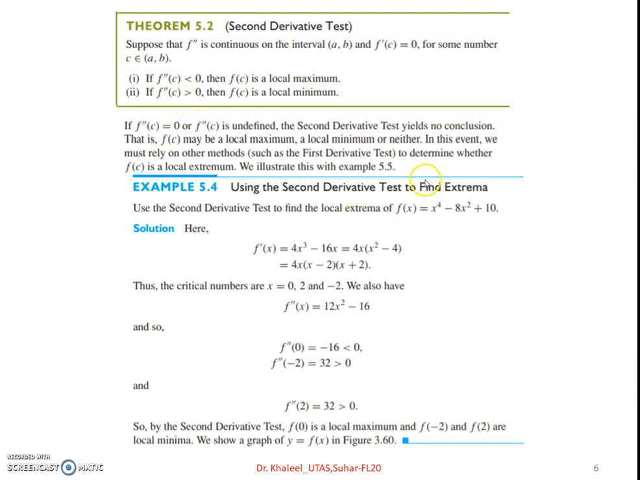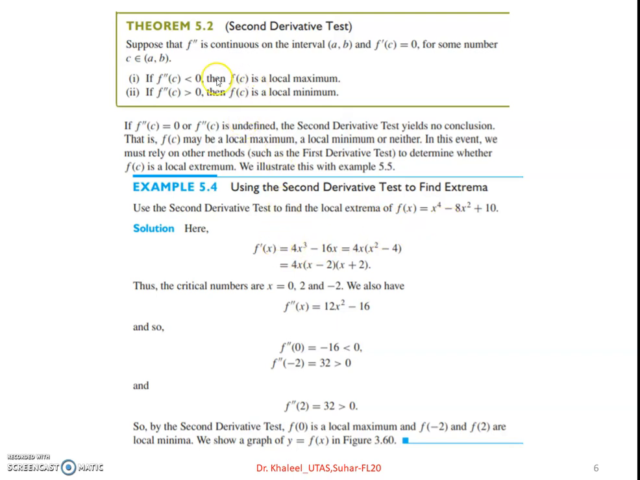Let's take an example here. One more important point: if the second derivative test fails, we are not going to get any answer, no conclusion. In that case, you go for the first derivative test and then conclude the result. Here, let's take an example, and for this we use the second derivative test to find the local extrema. Extrema means local minimum or local maximum.